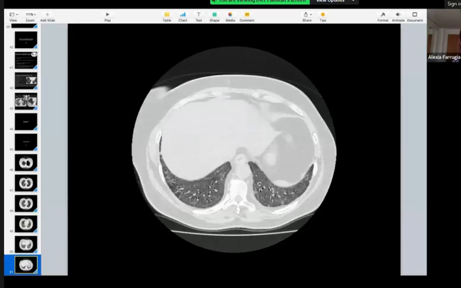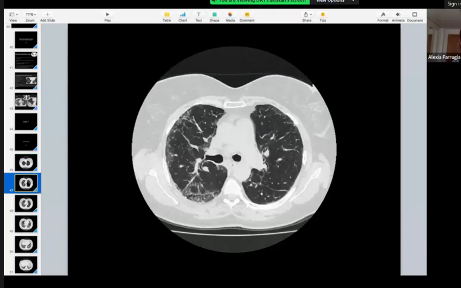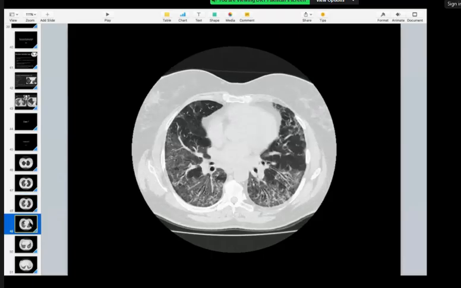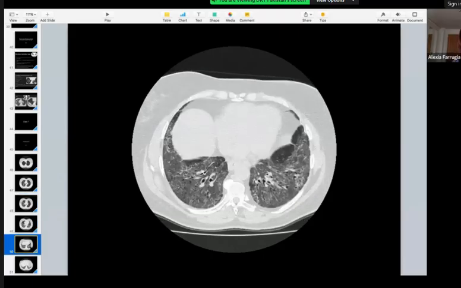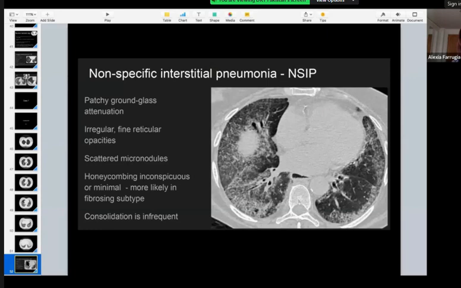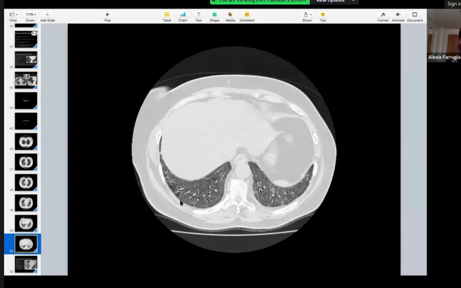So what would be your top differential for this patient? It should be an NSIP type pattern. That's correct, yes. So this patient has NSIP, and that is precisely because the predominant pattern is ground glass rather than reticulation and honeycombing. There is very little by way of honeycombing. I'm not showing you the extreme lung bases, but there was no honeycombing there.